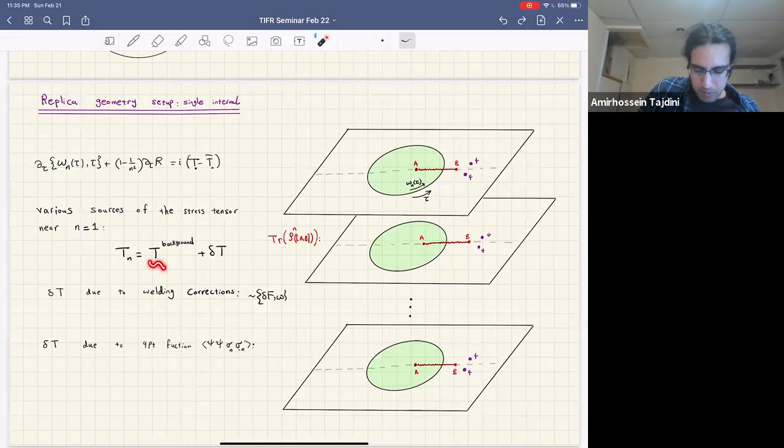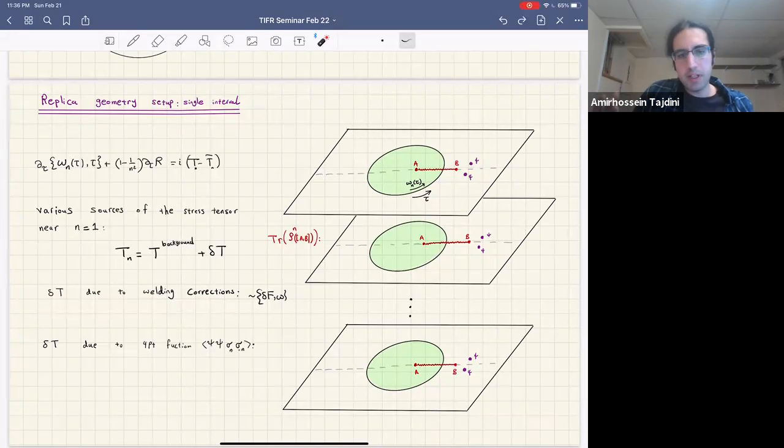For example, there will be a background piece that we determined for n equals 1, and then there will be some perturbative terms for the stress tensor. In general, there will be two sources for this perturbative stress tensor. One is that we need to revisit the whole welding problem again, because now this is a different geometry. It's a different theta of tau, or w_n of tau, and so you have a different function. So there will be corrections due to the welding.